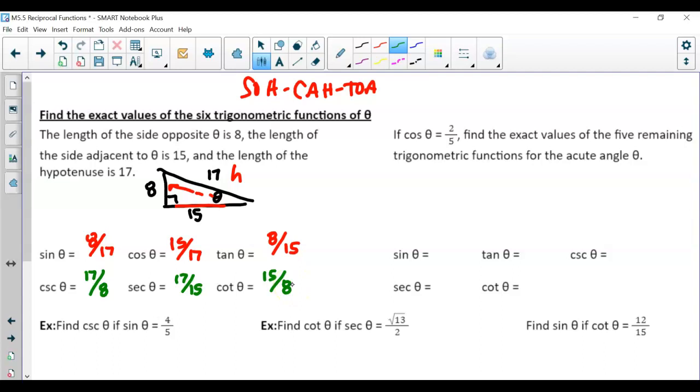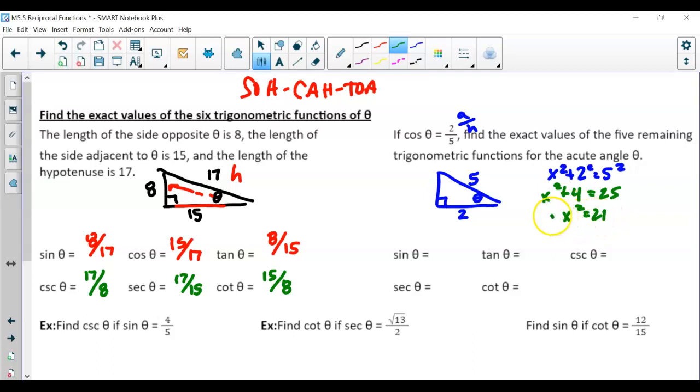So again, if you need to, redraw. So we know that cosine is adjacent over hypotenuse. So the hypotenuse is 5, and then from theta, the adjacent is 2. So to identify here, you got to use Pythagorean theorem. So x squared plus 2 squared is equal to 5 squared. So here we've got x squared plus 4 is equal to 25. Subtract 4. Now we're at x squared is equal to 21, square root. Now can we simplify? No. So radical 21. So sine is opposite over hypotenuse. So radical 21 over 5.